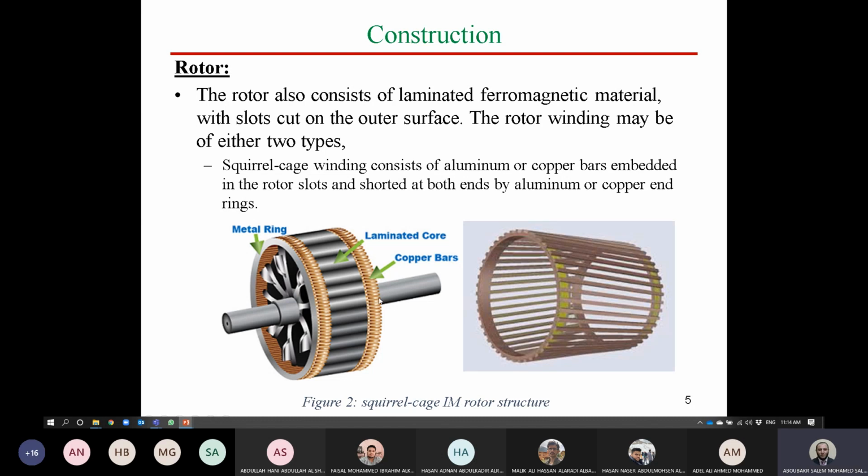As we can see here, this is a squirrel cage. It can be installed on the top of the rotor, or it can be inserted like that in the machine. And the bars are shorted from the two sides by means of metal rings or end rings.